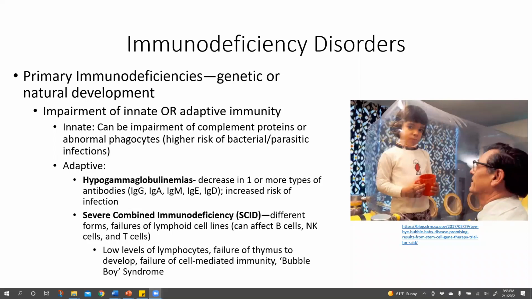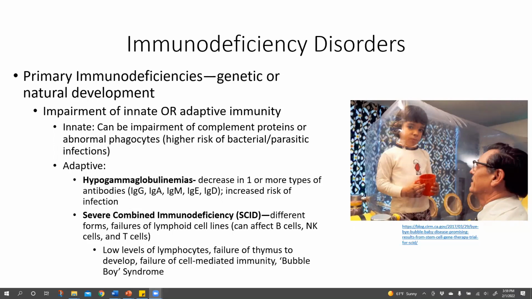All right, let's finish up talking about immune system disorders. Let's pick up with immunodeficiency disorders. If you remember, there are two categories of immunodeficiency disorders. We have primary and secondary.